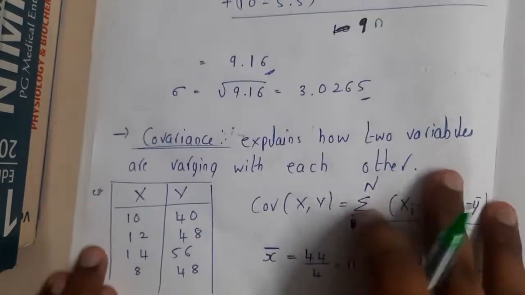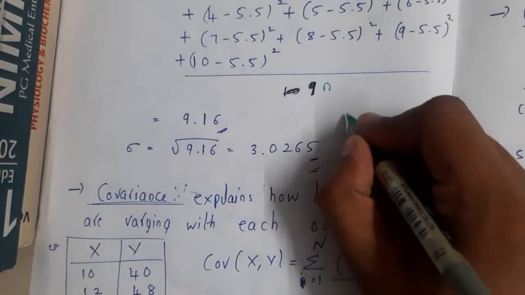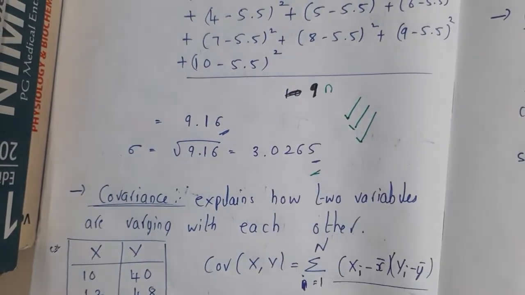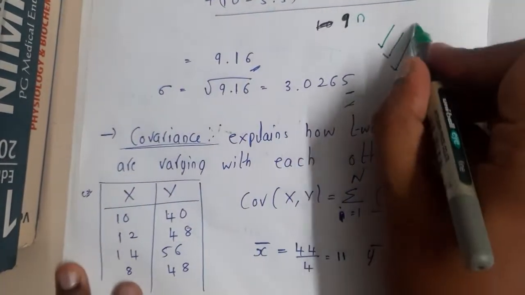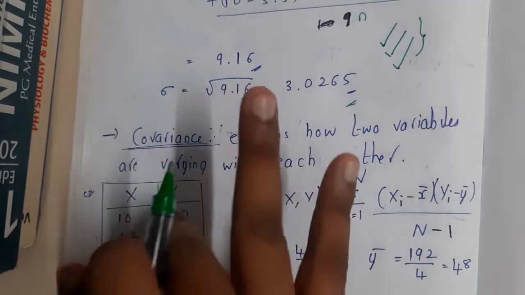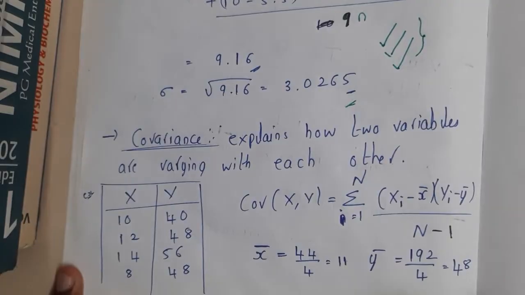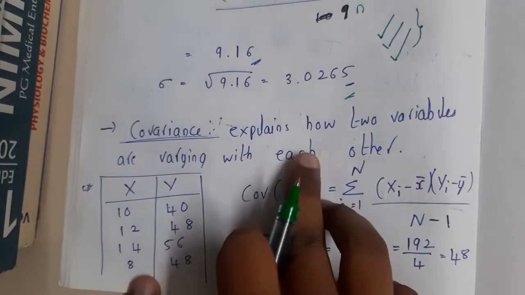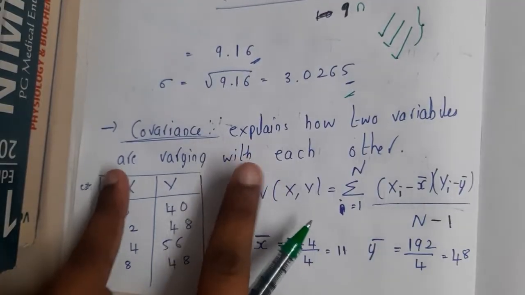Now you are clear with the basic definitions, right? What is a mean, what is a variance, what is a standard deviation. The main reason we are learning these things is to find covariance and correlation, guys. These are the two important topics of this unit. Covariance explains how two variables vary with each other.